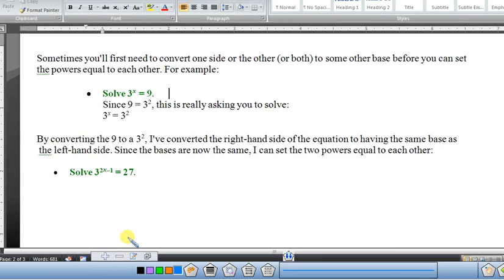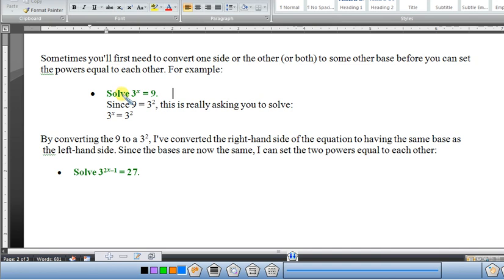Now if we take a look at the next problem, again, in this situation we don't actually have equal bases, but we can convert them to equal bases because 9 is equal to 3 squared. So if we just make one little conversion to 3 squared, we have equal bases, therefore we have equal exponents, and x is equal to 2.